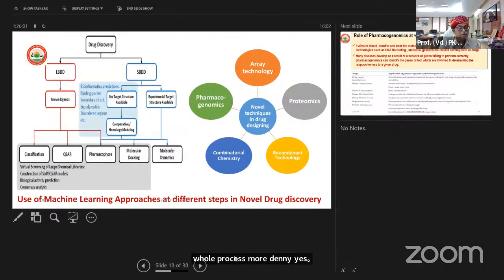This whole process takes more than 10 years if we go into detail. There are so many things. Use of machine learning approaches at different steps in novel drug delivery systems. Generally, everything is now practiced by the big pharmaceuticals and modern pharmaceuticals also.